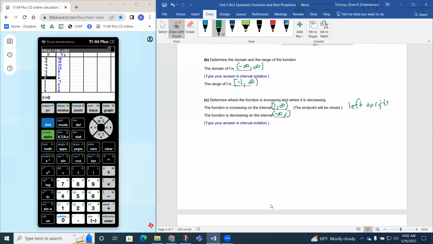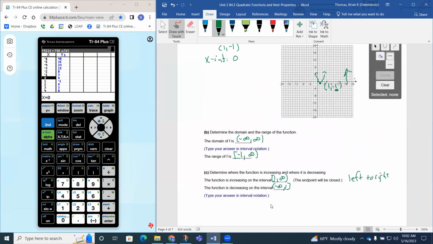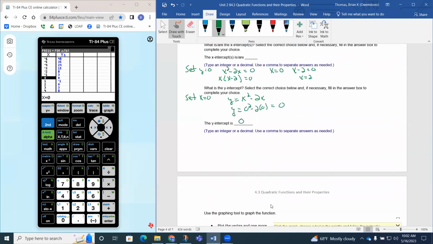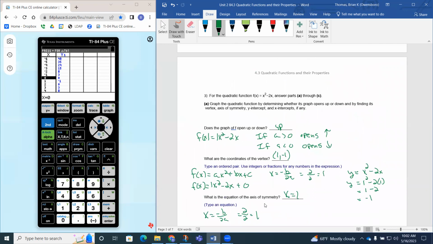Okay, so I think that concludes that question there, which was a lot of parts to it. So that's question 3.